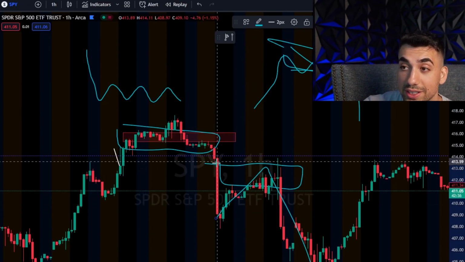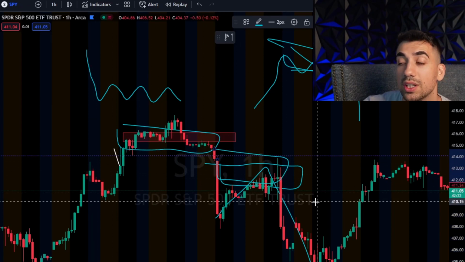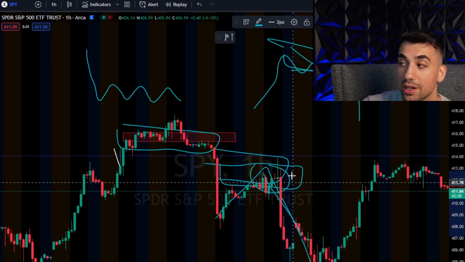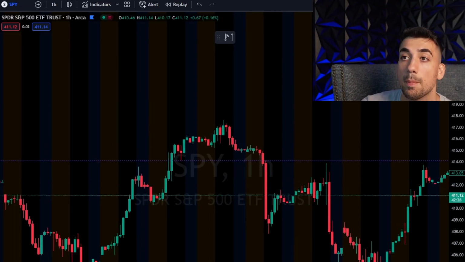If you'd shorted this level right below where this was formed, guess what happened? You could have shorted here and let it run down. Again, this is an hourly time frame. Keep that in mind versus a smaller time frame. But what can you do?